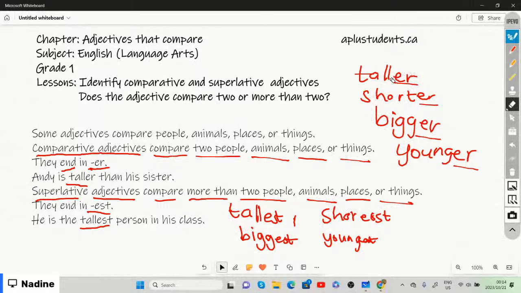All right. So basically, when it comes to superlative adjectives, we compare more than two people, animals, places, or things. And we say that they usually end in est. We made an example: he is the tallest person in his class, which means that he's not just being compared to one person, animal, place, or thing.